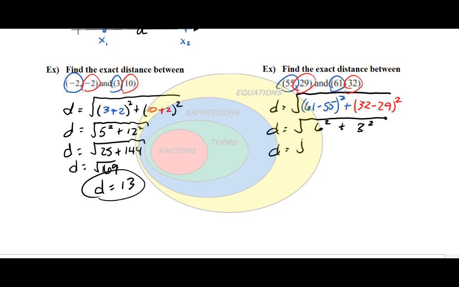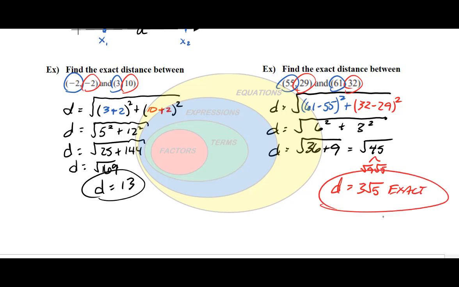So I get the square root of 36 plus 9, which equals the square root of 45. And the square root of 45 can be simplified. We have the square root of 9 times the square root of 5. So the distance then would equal 3 times the square root of 5. And again, this is the exact distance between those 2 points.